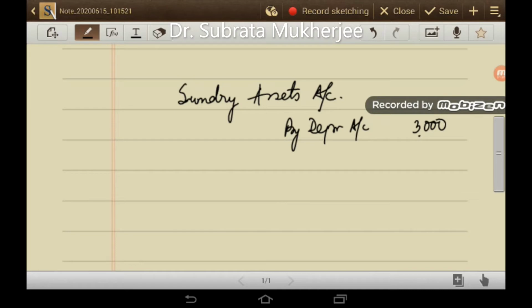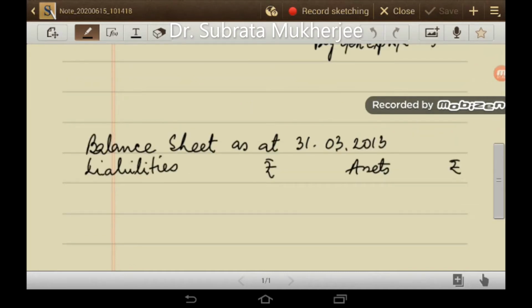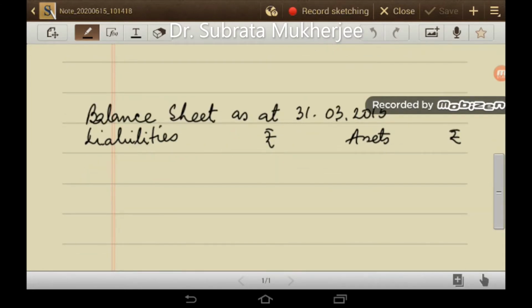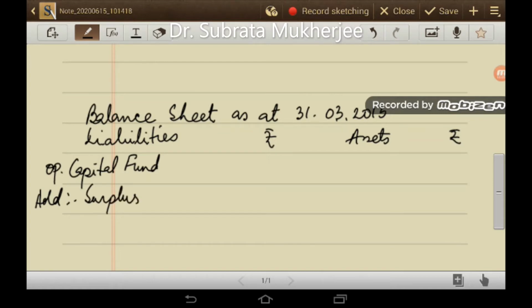The next item is excess of income over expenditure. So excess of income over expenditure is the surplus. In the closing balance sheet, that is the balance sheet as on 31st March 2013, I have to write in the first line the opening capital fund. It is given. Just below it I am writing the surplus, that is excess of income over expenditure, 7,500, in the inner column.